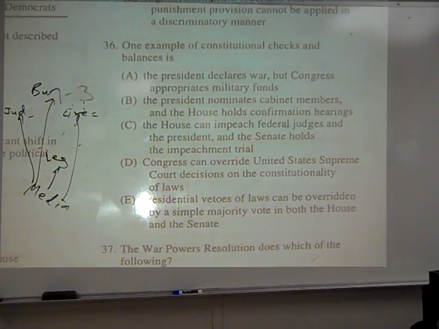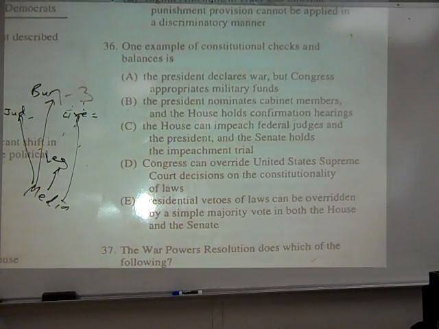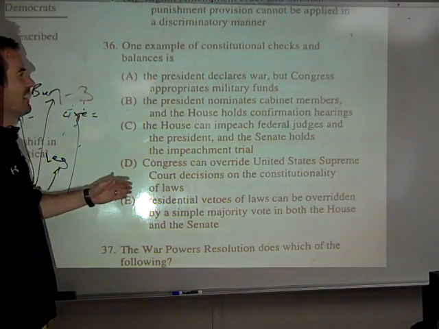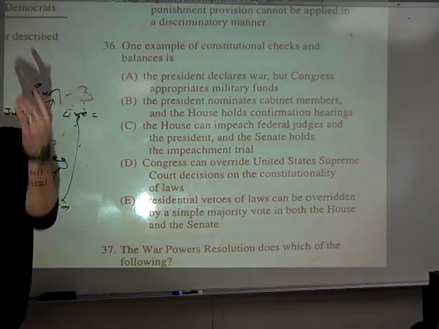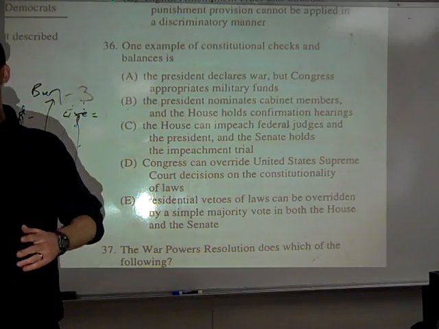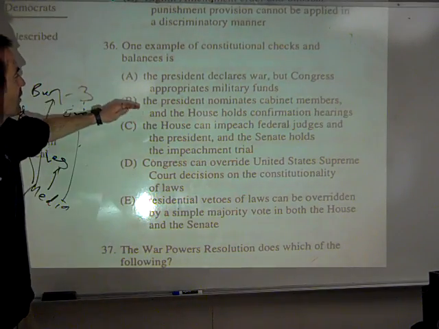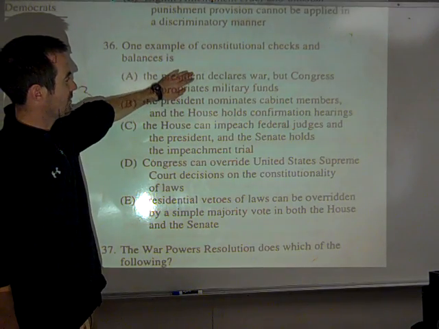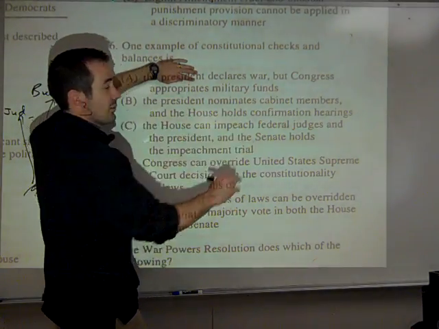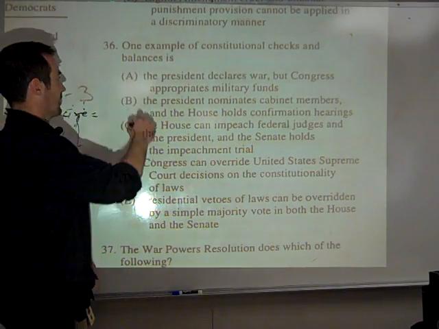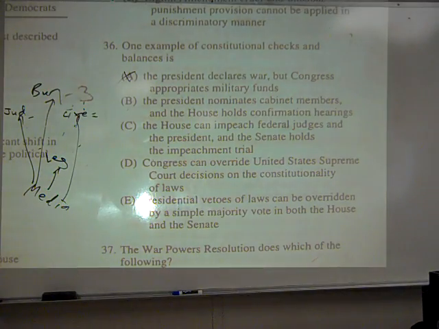All right, one example of constitutional checks and balances. This one throws me for a loop every year. Because I look at the first and I'm like, oh, it's got 2 answers because A tempts me. We have one branch declaring war, another branch is commander-in-chief, and a branch is in charge of military funds, and I always get thrown by A. I want to put A, but I'm wrong. Why is A wrong? Congress declares war, and the second part of it's right. Congress does appropriate military funds, pay for the military, but the president doesn't declare war, so that's just wrong on its face.